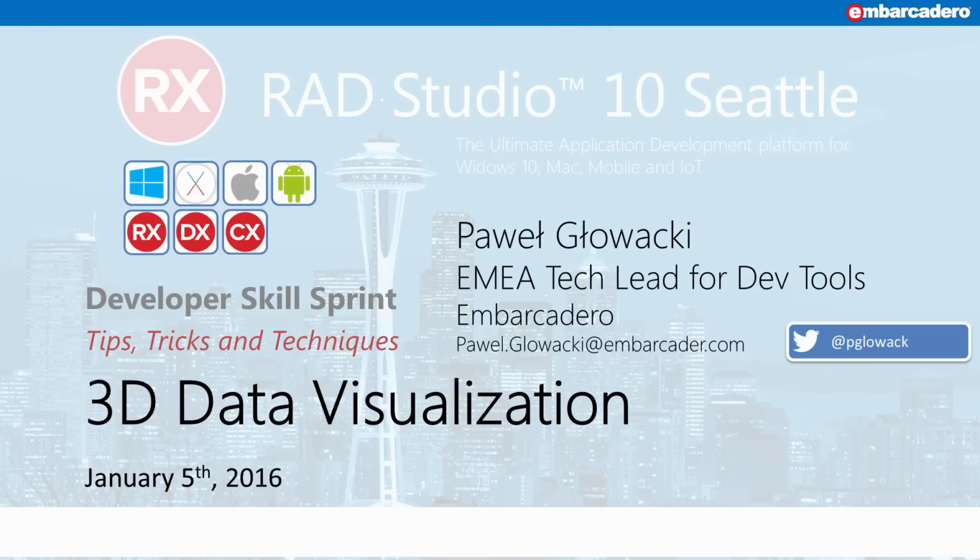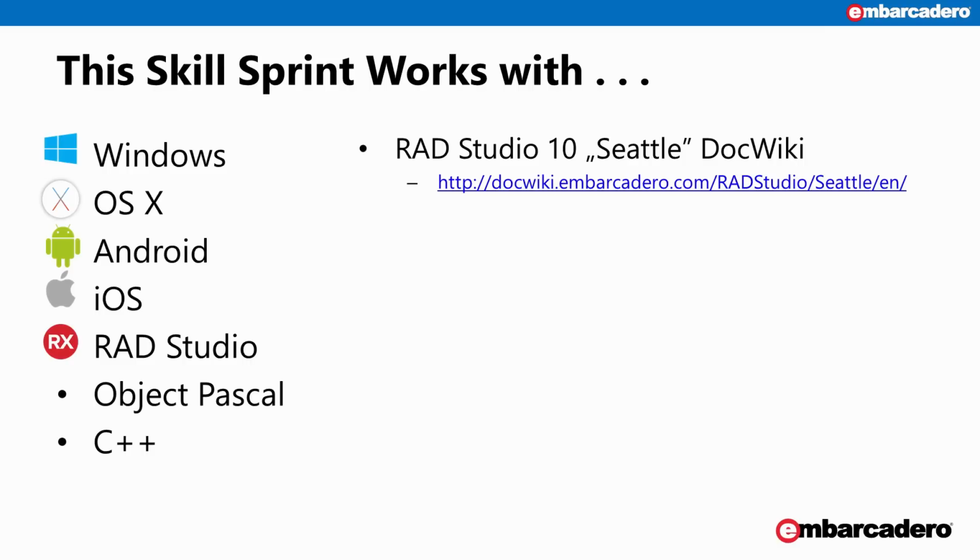And today we are going to start the new series of 2016 Developer Skill Sprints from 3D data visualization. How do Skill Sprints work? Skill Sprints are short, typically around 20 minutes long recordings where we demonstrate useful programming techniques, just focusing on one area.